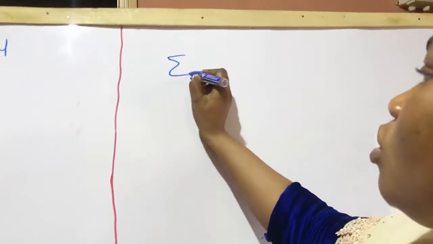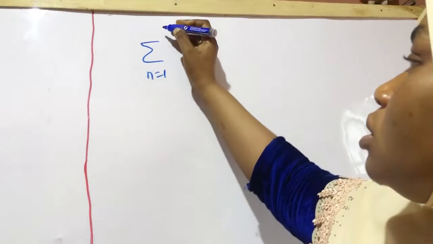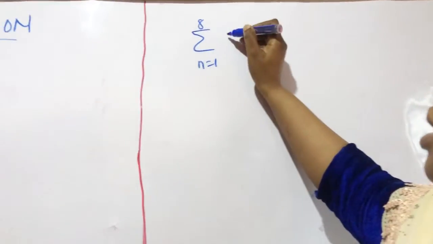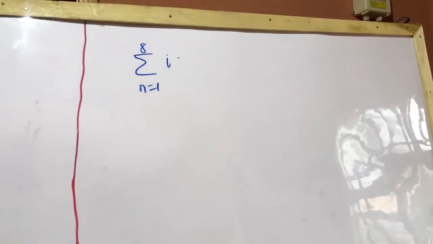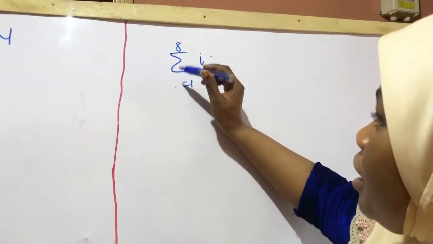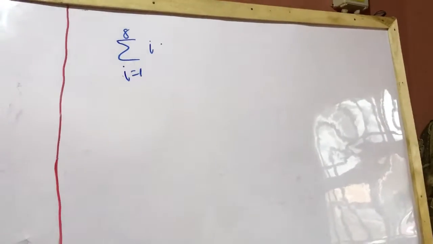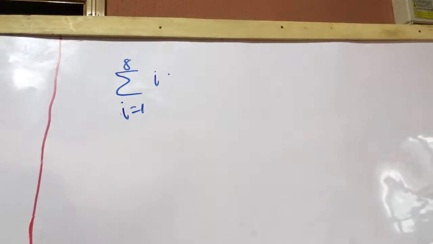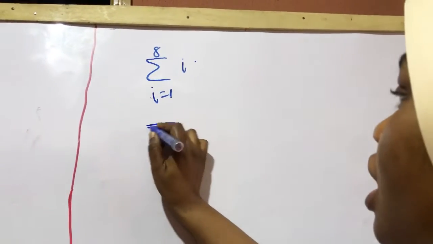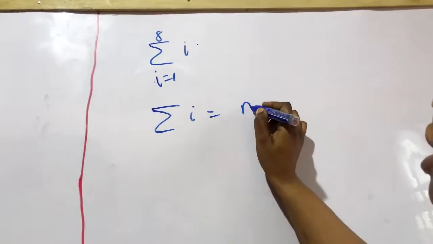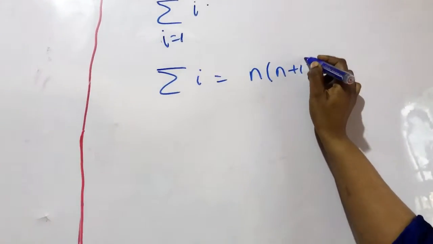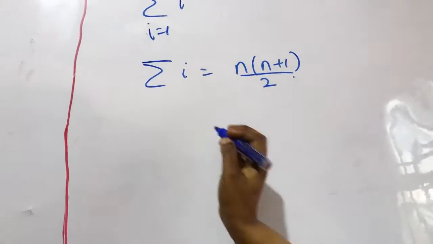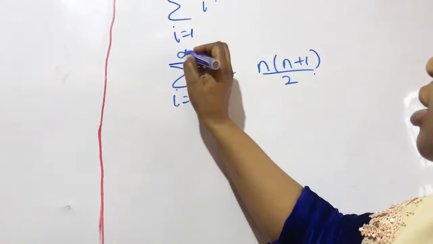So, if we have summation of i, i is equal to 1 up to 8. So it means that wherever you see i, you put 1 till you get to 8. But you can use a short method for this one. So summation i will be equal to n bracket n plus 1 divided by 2, where i is equal to 1 to 8.